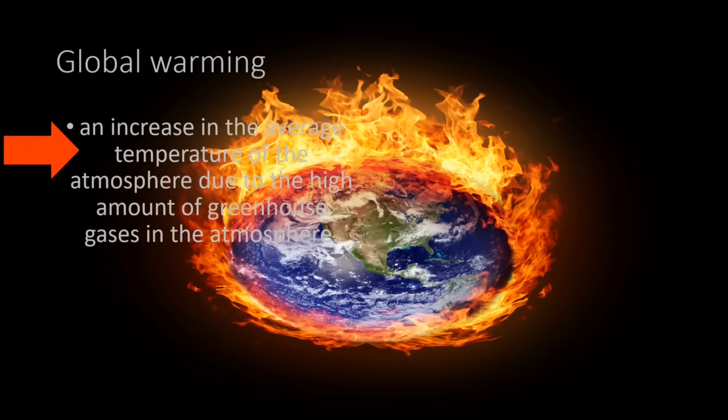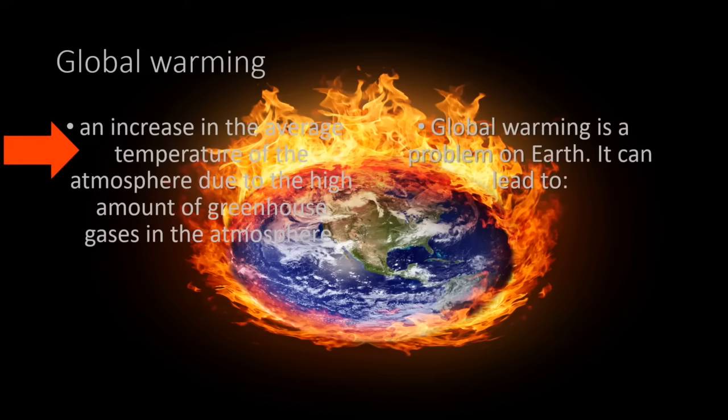Global warming can be defined as an increase in the average temperature of the atmosphere due to the high amounts of greenhouse gases found in the atmosphere. Now, like we've just mentioned, the greenhouse effect is a natural process which we need to occur. But too much greenhouse gas in our atmosphere increases the temperature even further than what we would like in order to sustain life. Global warming is a problem on Earth, and it could possibly lead to climate change, which means climate and weather patterns become unpredictable in certain areas.